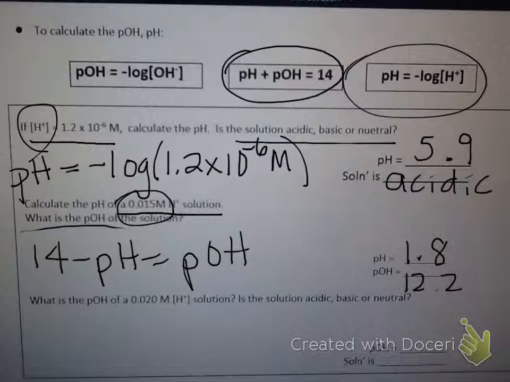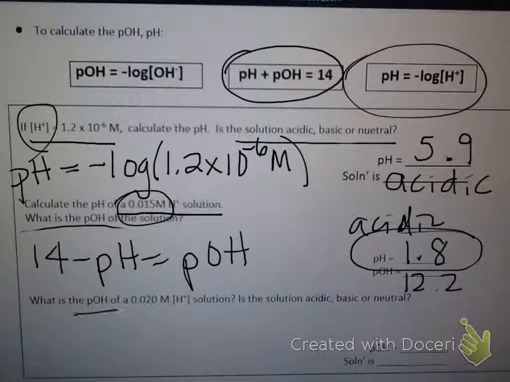Now what if I asked you if this was an acidic, basic, or neutral solution? When you're looking at that question, always look at the pH because that's how we defined acidic, basic, or neutral. The pH here, once again, is less than 7, so once again we have an acidic solution. I didn't ask that, but I think we might as well ask that. Alright, let's look at the next one.